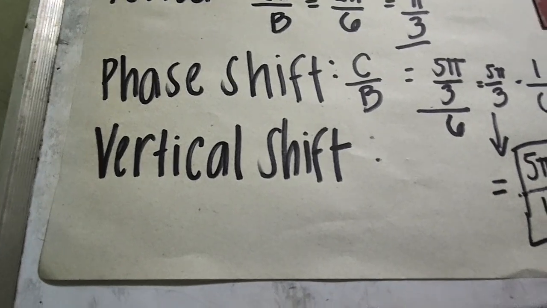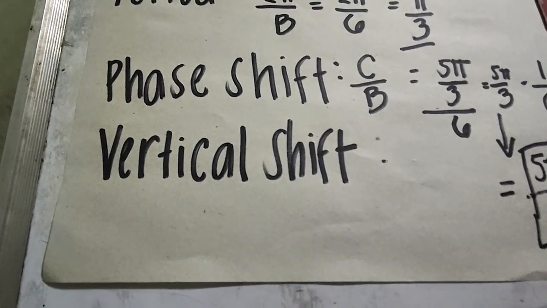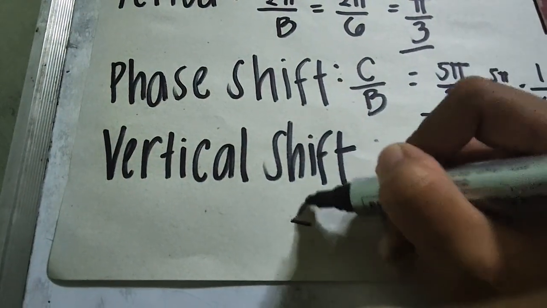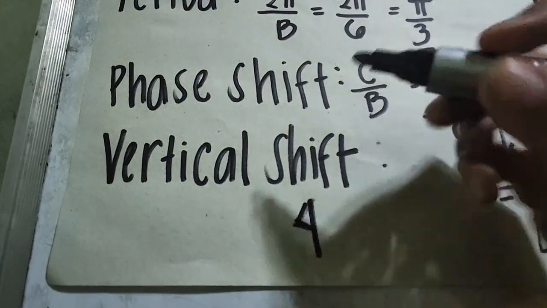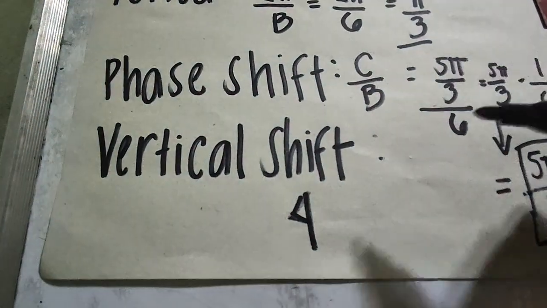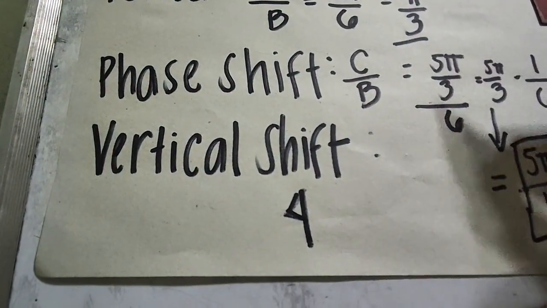Next is the vertical shift, which is our D. So we have 4. It means that the graph will go up by 4 units.